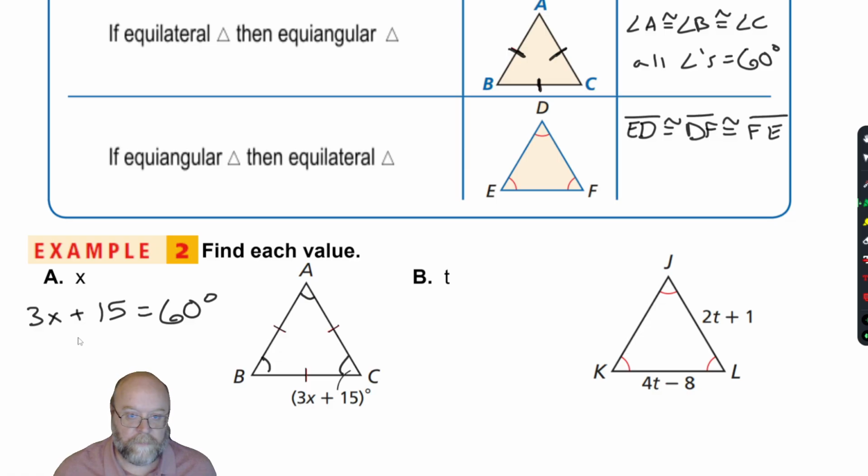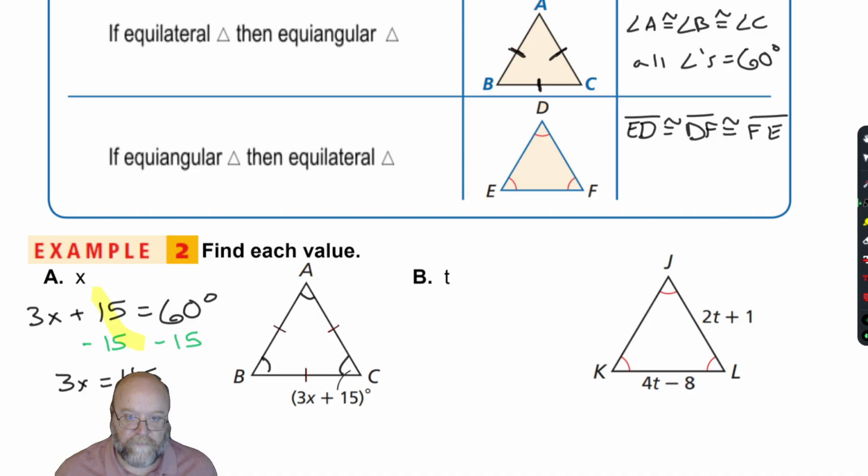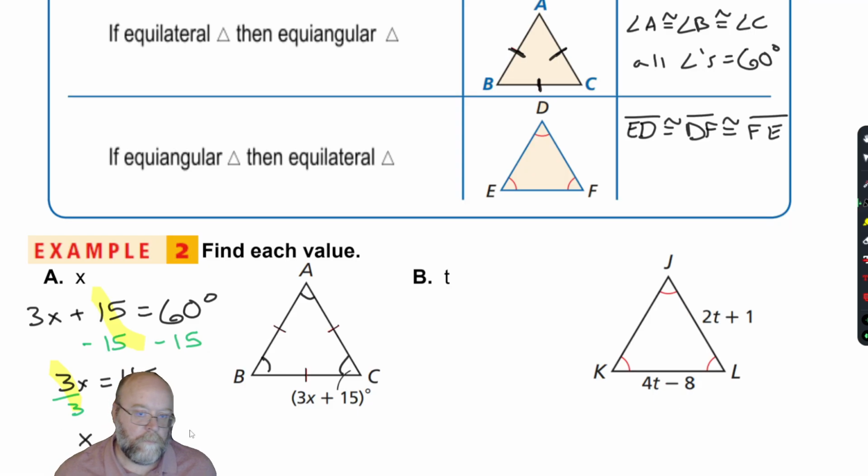What would you do first? Try to have it done before I get it done. That's why I'm going slow. Minus 15 from both sides. Do that to get rid of the 15. That's why I did it. You end up with 3x equals, boom, 45. What's x? We're going to divide by 3. That gets rid of this 3 here. 45 divided by 3 is 15. So that's x.